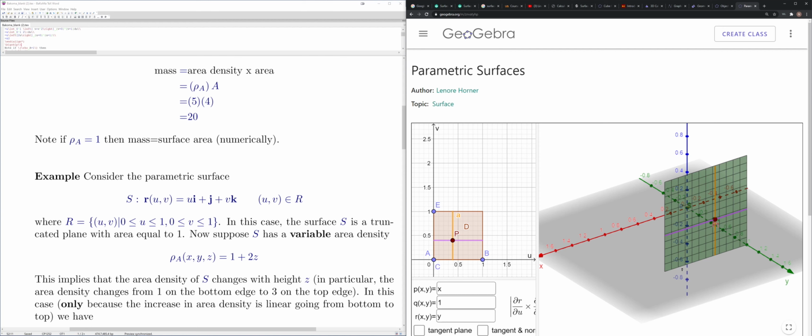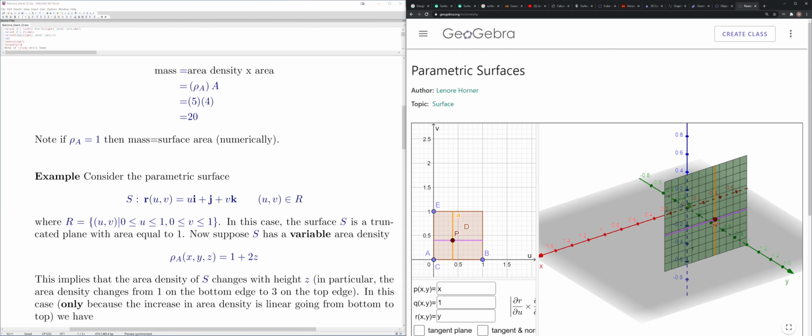And this is a linear function, which means that you're going to have a linear change in your area density from 1 over here to 3 over here, and that area density is going to change linearly with height. So in particular, in the middle, when z is equal to a half, you're going to get an area density of 2. So area density of 1 on the bottom edge, 2 in the middle, and 3 on the top. So the area density is increasing as you go along.